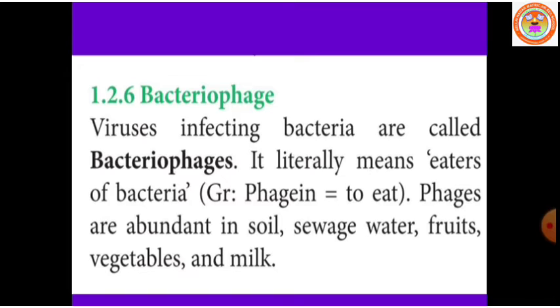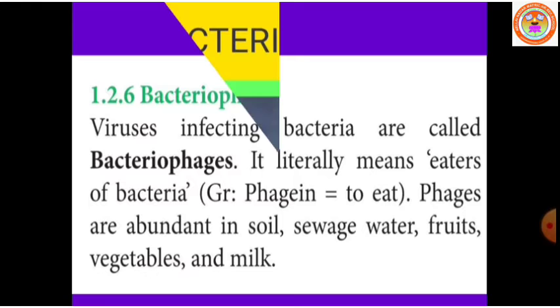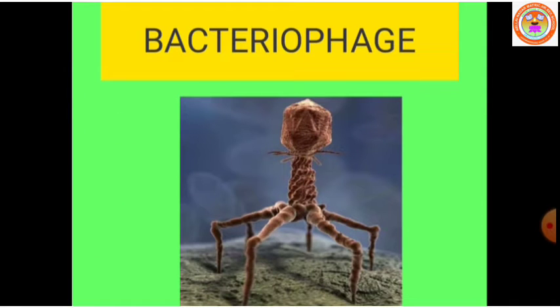Where are they found? Phage viruses are abundantly found in most places. You see the contaminated sewage water. They are found in soil, decaying substances, fruits, vegetables. They are found in milk also, because these are areas in which bacteria are abundantly seen. So to infect the bacteria, phages are also found there.